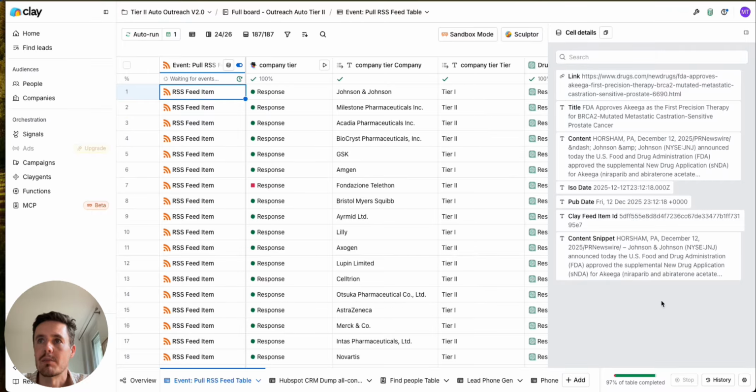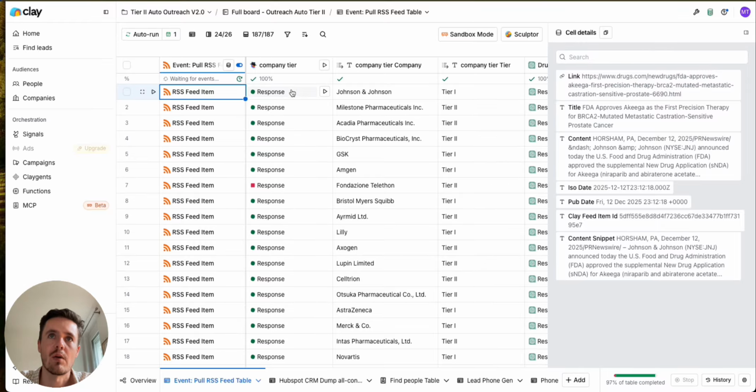So these are different elements. We know, for example, that at Horsham, you approved the supplemental drug application. So anyway, here we have the rough content. There's not much you can do with that, so we need to process it and make it useful.